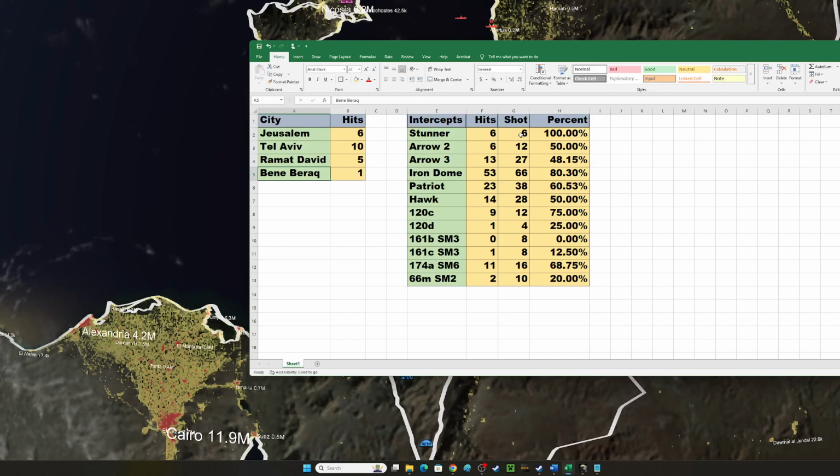Arrow 2 and 3 was averaging about 50% interception rate. And it's going to play into the SM3s. And I'll tell you why when we get to the SM3s. But about 50% interception rate. Iron Dome is going to show a tremendous interception rate, 80%, 53 of 66. Most of those were engaging those longer range ballistic missiles.